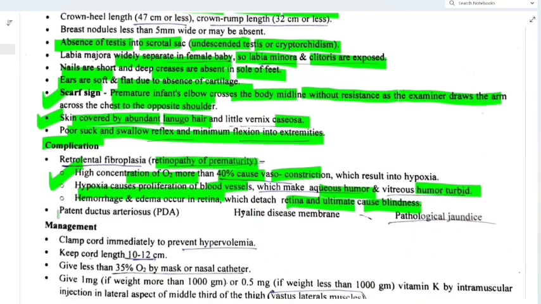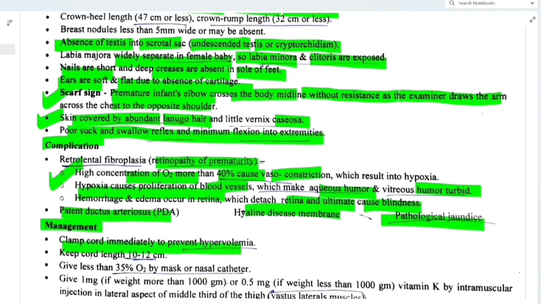Then again, patent ductus arteriosus, we will be discussing in cardiology. Then hyaline membrane disease, then pathological jaundice. All these points we will be discussing separately in an upcoming session. Then management: clamp the cord immediately to prevent hypovolemia. Then keep the cord length 10 to 12 centimeter.